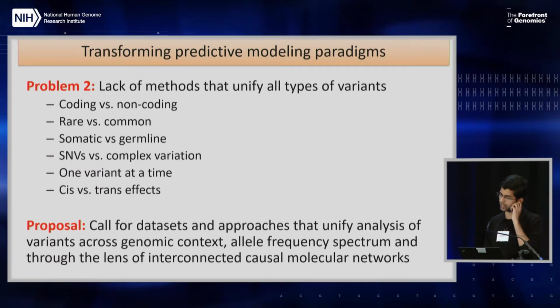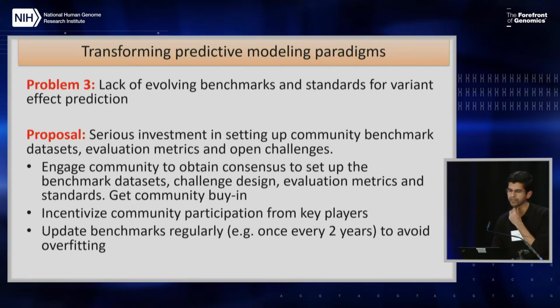Problem two is a lack of methods that unify all types of variants. These are all the different types of variants, and typically we analyze these in silos. So there should be a call for datasets and approaches that unify across all of these different definitions and through the lens of interconnected causal molecular networks. Problem three was a lack of evolving benchmarks and standards. I think there is a real need for setting up evolving community benchmarks and standards, evaluation metrics, and open challenges. This is a very serious problem currently in variant scoring approaches. We can go into this in detail, but that's one approach.